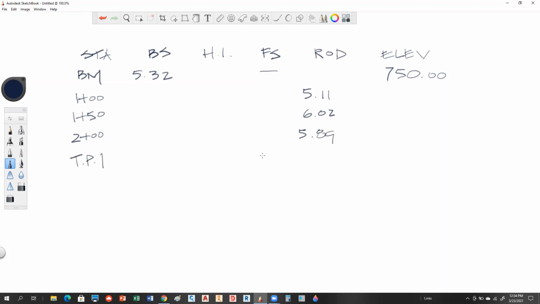This will give us a foresight now. Let's say maybe 8.28. And we'll back sight this guy. Let's say 7.55. And then we're going to go back to the bench. So I'm just making this up as we go.